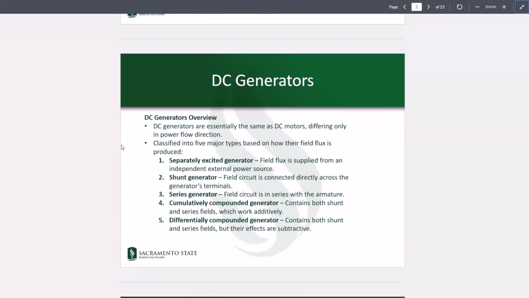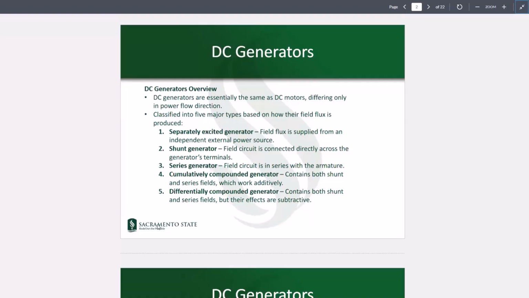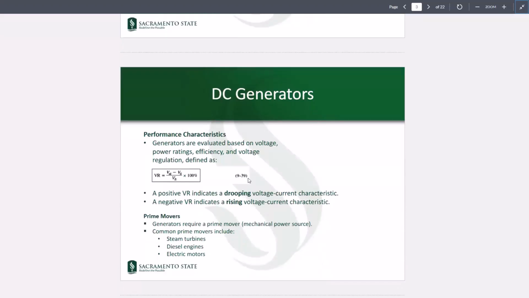So for DC generators, we talked about these different types, just like the DC motors: separately excited generators, shunt generators, series generators, cumulatively compounded generators, and differentially compounded generators. A performance characteristic for generators would be the voltage regulation, as opposed to motors, where we talk about speed regulation. So voltage regulation in DC generators would be associated with V no load minus V full load over V full load. And if you want to express that in percent, you would multiply that by 100.